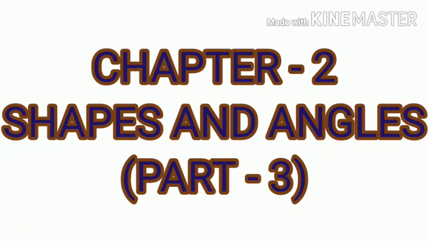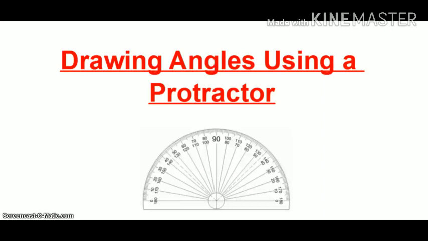Today we are going to start class 5 mathematics, chapter 2, shapes and angles, part 3. In this class we have to study how we can draw an angle using the instrument protractor. So let's see the video first. So here, drawing angles using a protractor.